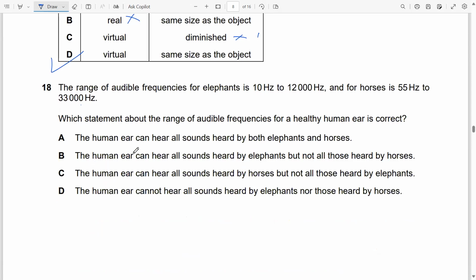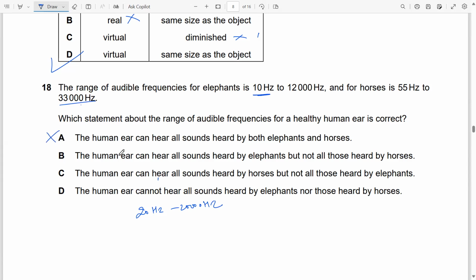18th question. The range of audible frequencies for elephants is 10 hertz to 12,000 hertz and for horses 15 to 33. Which statement about the range of audible frequencies for a healthy human ear is correct? So audible range for a healthy human ear is 20 hertz to 20,000 hertz. Option A, the human ear can hear all sounds heard by both elephants and horses. No, because here this frequency is less than 20, we cannot hear. This is more than 20,000, so we cannot hear. So option A is wrong.